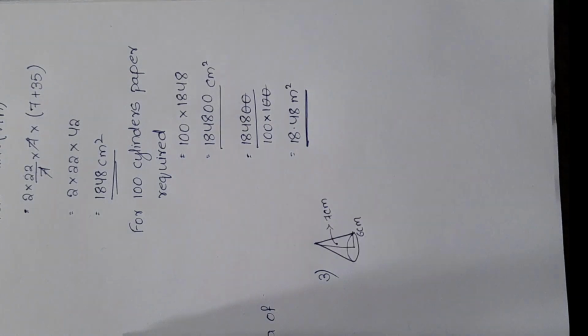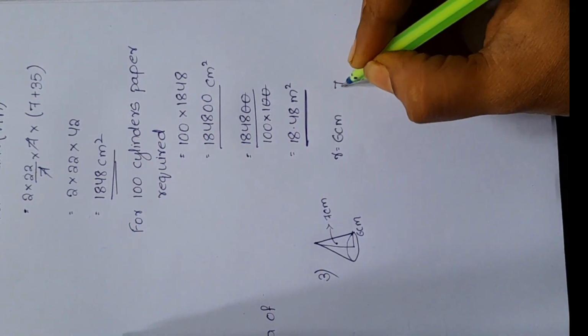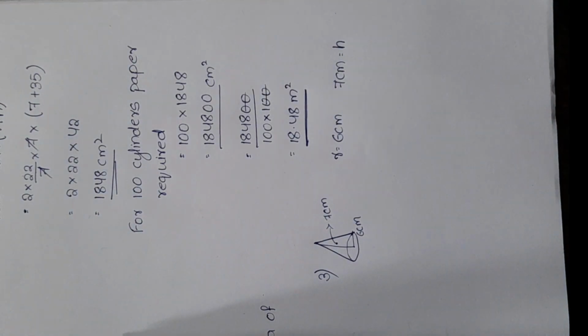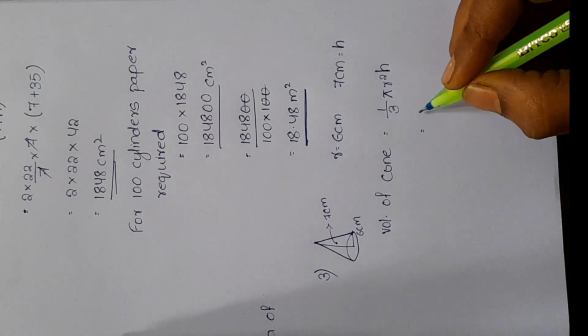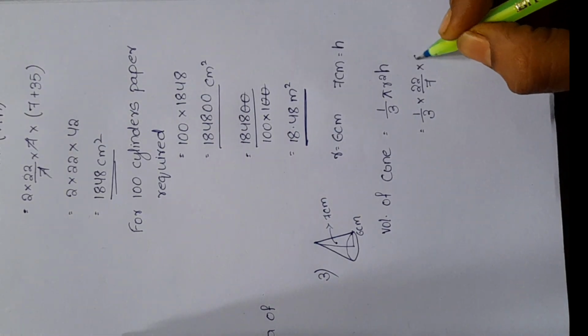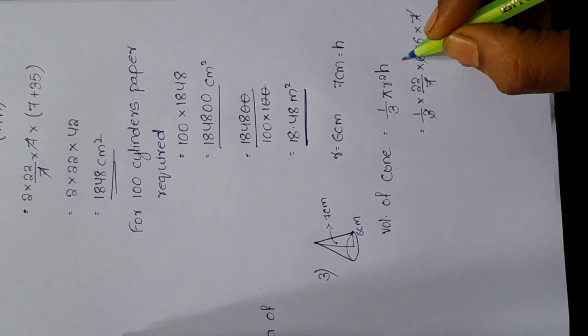Here the radius of the base of the cone is given as 6 centimeters and the height of the cone is given as 7 centimeters. Now the volume of the cone formula is 1 by 3 pi r square h. Now substituting the values, 1 by 3 into 22 by 7, r value is 6 into 6, into h value is 7. Cancelling 7 and 7, and 3 twos.